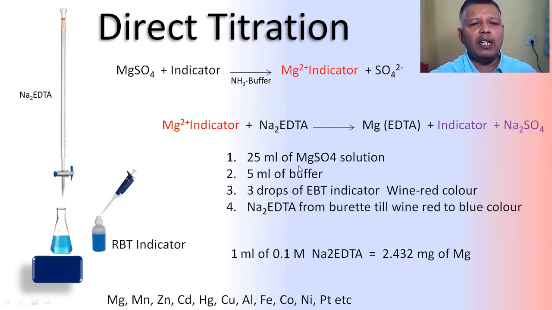This type of titration can be used for magnesium, manganese, zinc, cadmium, mercury, copper, aluminum, iron, cobalt, nickel, platinum, etc. Every metal ion gives a change in color or a specific complex at a particular pH, and therefore we can find the unknown concentration of the metal ion taken into the flask from this relation. Suppose 1 ml of EDTA solution is required, it must contain 2.43 milligram of magnesium. In this way every metal ion can be identified with the help of EDTA titration. Therefore, it is called a direct titration.